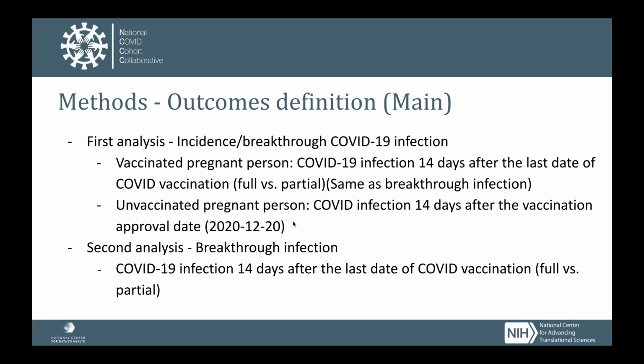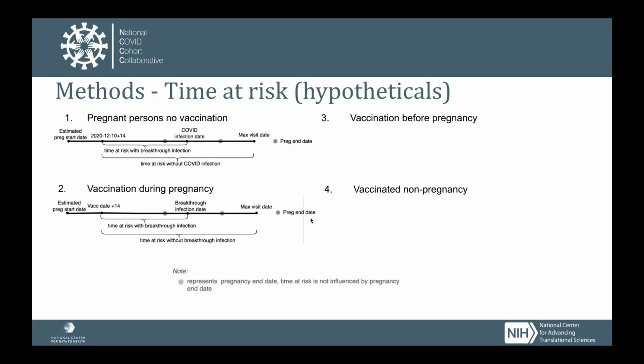We use this vaccination approval date as a proxy for the COVID vaccination date because for this group, they did not have vaccination. And for our second analysis, our outcome is breakthrough infection, which is defined the same as above: COVID infection 14 days after the last date of COVID vaccination. We further divided our study into two parts: among fully vaccinated people and among partially vaccinated people.